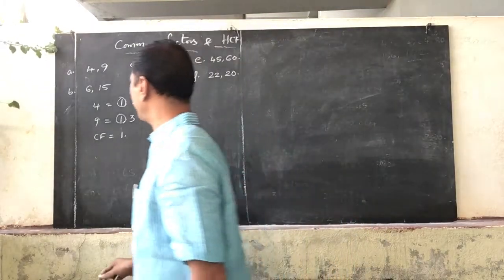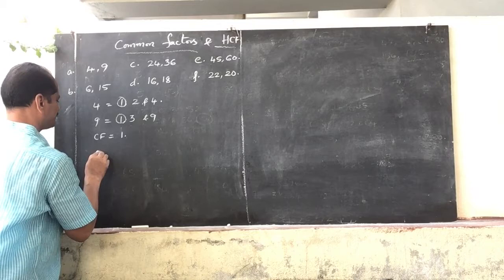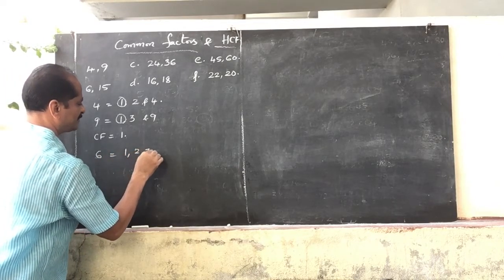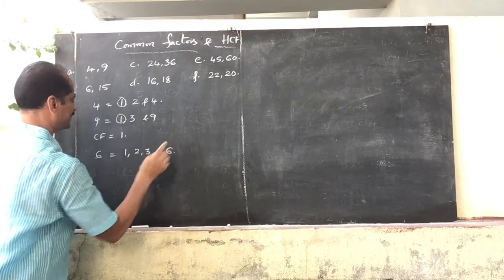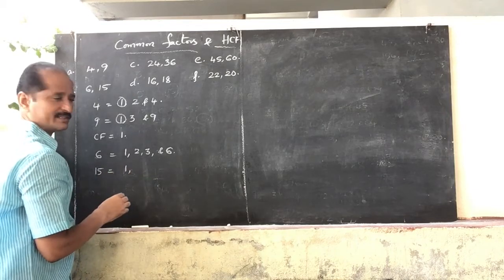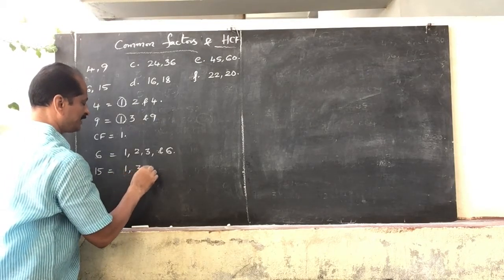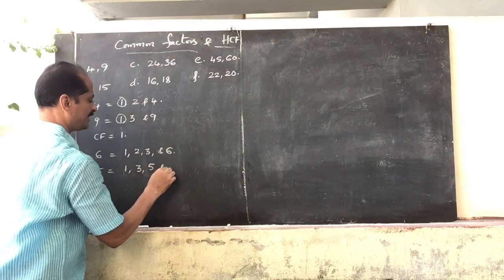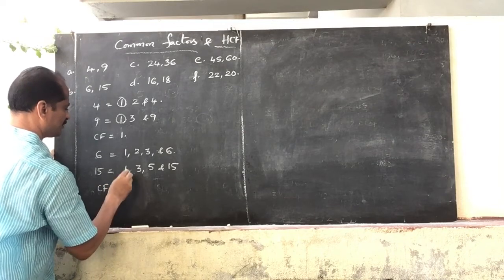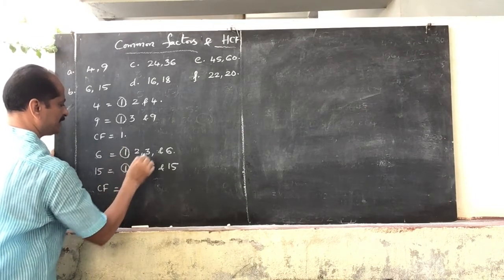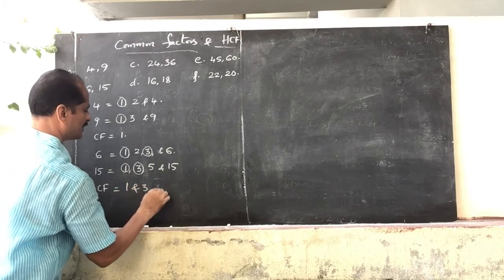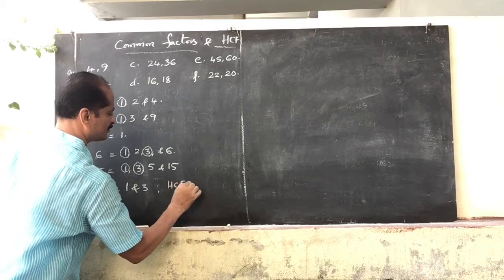The second one is 6 and 15. Factors of 6: 1 6 is 6, 2 3s are 6. So 1, 2, 3 and 6 are the factors of 6. And coming to 15, factors of 15 are 1 15 is 15, it is not divisible by 2, 3 5s are 15. So 1, 3, 5 and 15 are the factors of 15. Now the common factors of 6 and 15: 1 is a common factor, then 3 is also a common factor. 1 and 3. In these two, the highest common factor is 3.